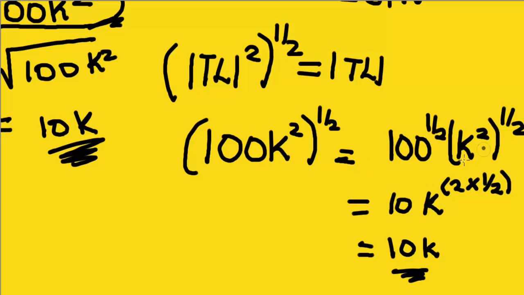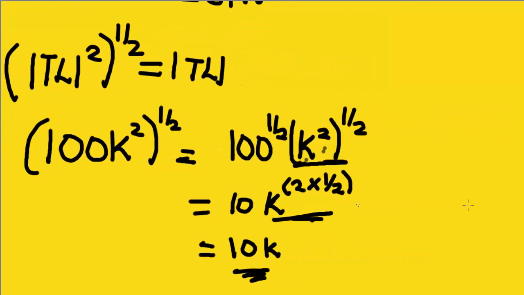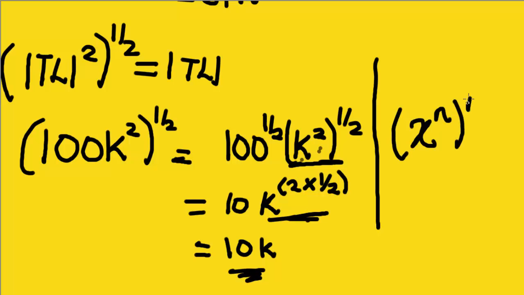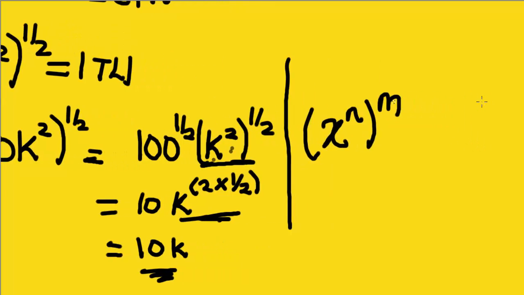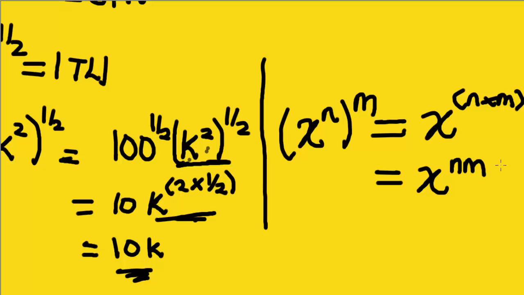And if you're wondering how I go from k squared to the half to k, you need to recall from the laws of indices that, let me use x, x to the n to the m is equal to x to the n times m. If you've been watching my other videos, you'll have seen this used several times and you'll be familiar with this, but that's it for this question.